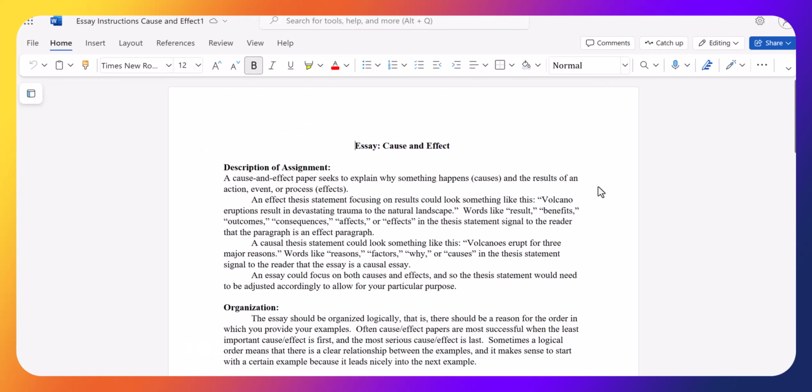As I always tell students, go over the instructions with a fine-tooth comb. Make sure that you understand everything that's being asked of you for an assignment. So a cause-effect paper seeks to explain why something happens and the results of that action, event, or process.